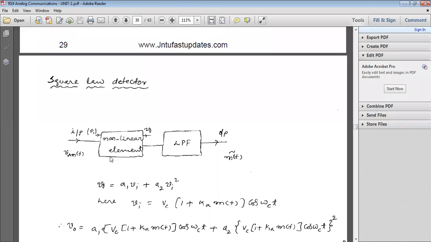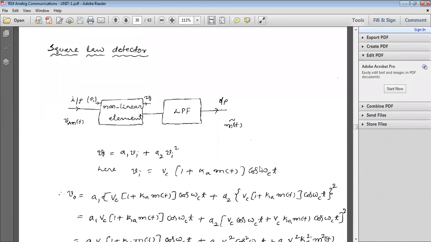At the input of the square law detector, we have the AM wave, VAM of t. At the output of the diode, we consider the output voltage V naught. According to the square law property, V naught equal to A1 VI plus A2 VI square. Now what is VI? VI equal to VC into 1 plus Ka m of t into cos omega Ct. Already you know the AM wave representation.